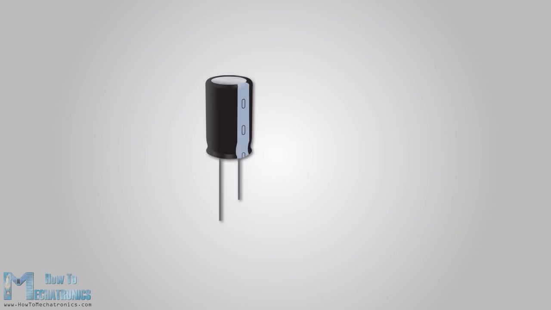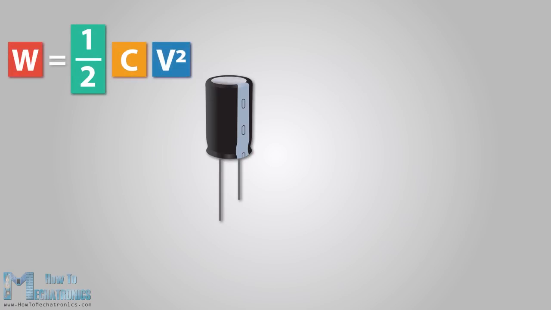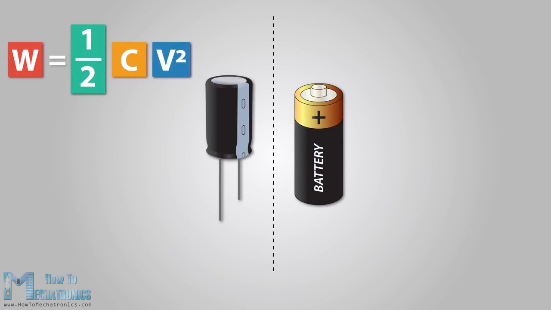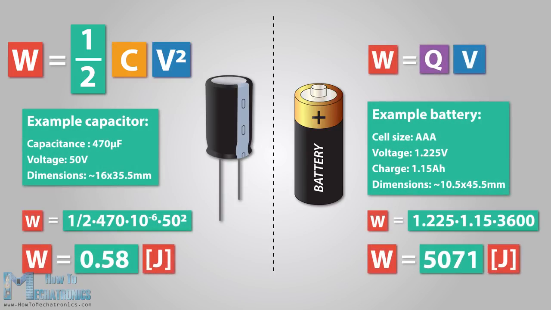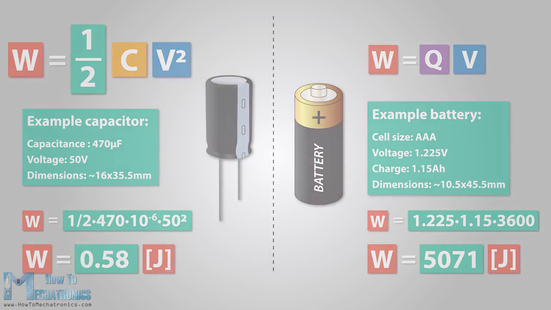A capacitor is a device capable of storing energy in a form of electric charge. Compared to a same-size battery, a capacitor can store a much smaller amount of energy, around 10,000 times smaller, but useful enough for so many circuit designs.